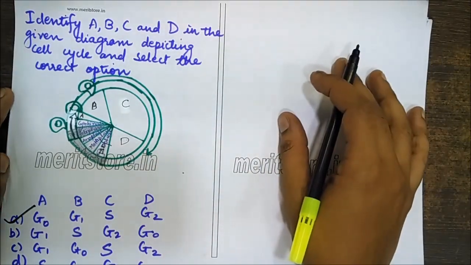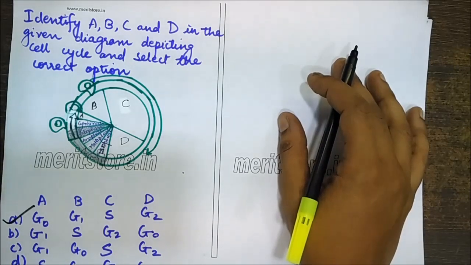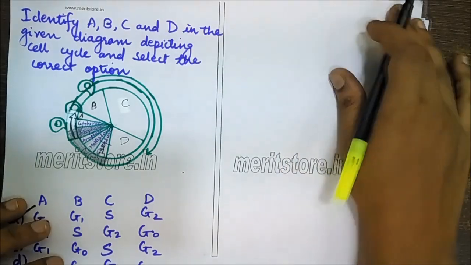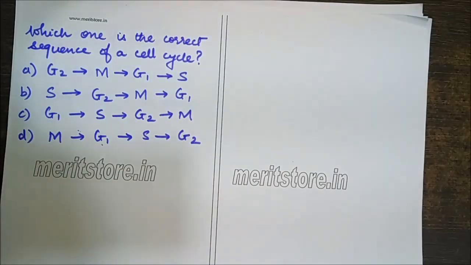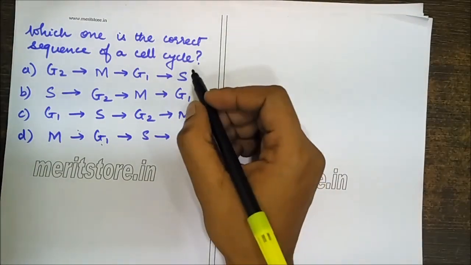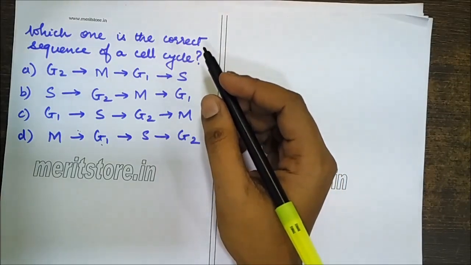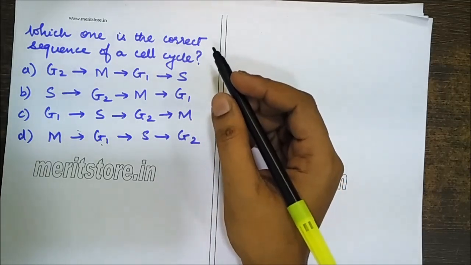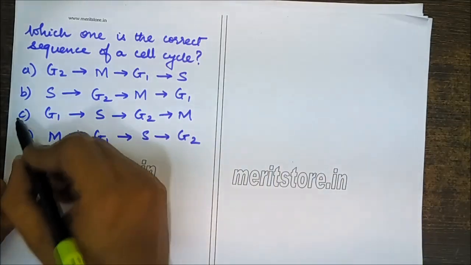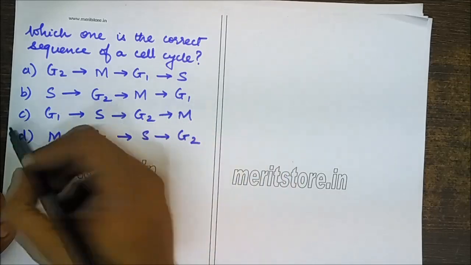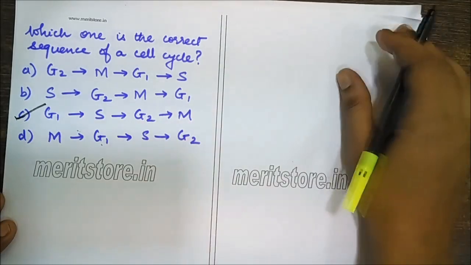Now, in the cell cycle, the growing phase is the longest phase, and the shortest dividing phase is the M phase. Remember. Next question. Which one is the correct sequence of the cell cycle? First there is G0 phase, then G1, then S, then G2 and then M. So the correct option is C.